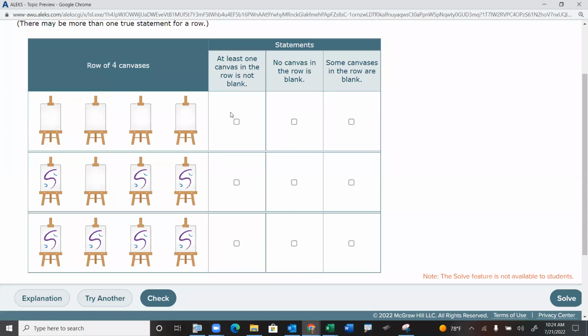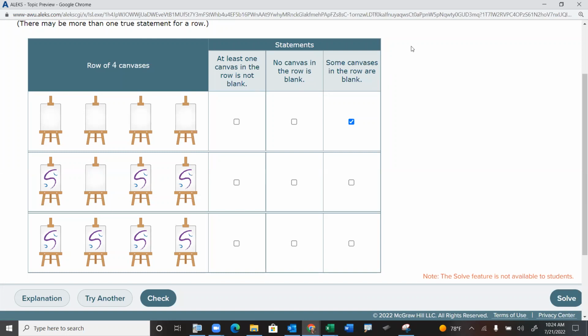Okay, so for the first row, at least one canvas in the row is not blank. Well, no, because they're all blank. No canvas in the row is blank. No, that's not true either. Hang on, let me double check. Some canvases in the row are blank. That's true. It just so happens that all of them are blank, but at least some of them are.